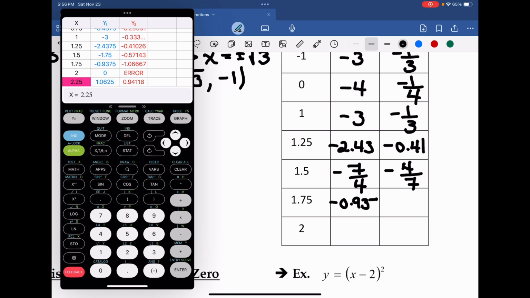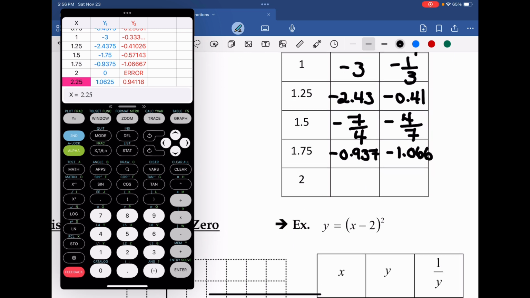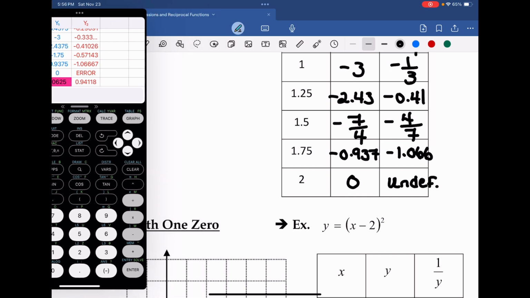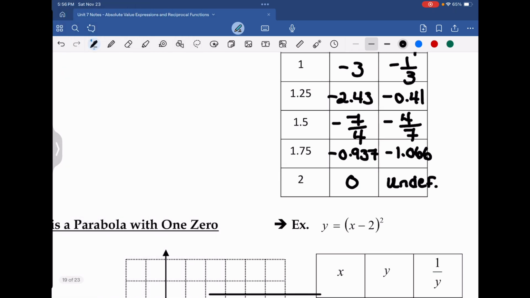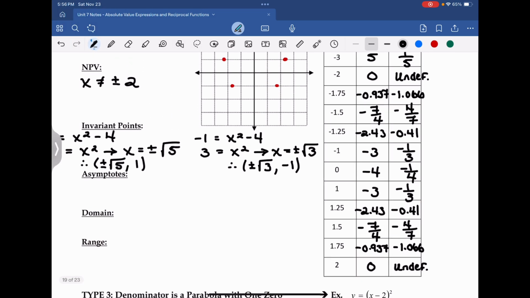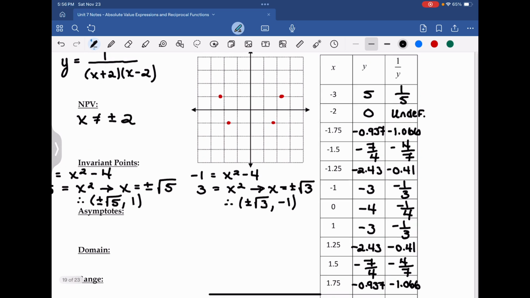1.75 gives us negative 0.937, which that reciprocal is 1.066. If we get 2, we end up getting a 0, which means that it is undefined. Okay, so again, this is why you do the table of values, because would I expect you to start doing these things all algebraically? Absolutely not, because this is a lot of work to construct if you don't have your table of values.